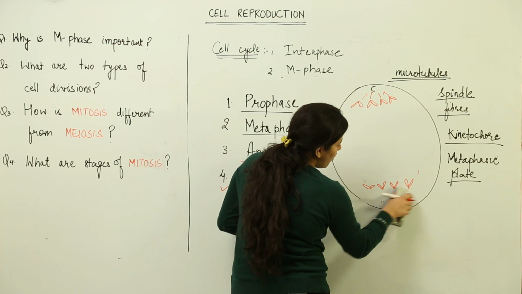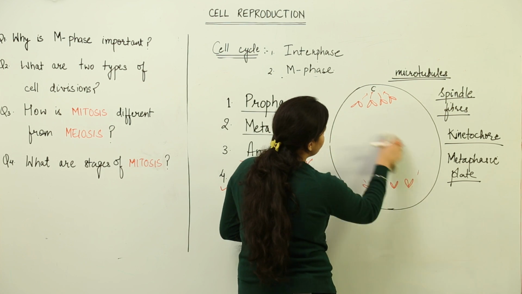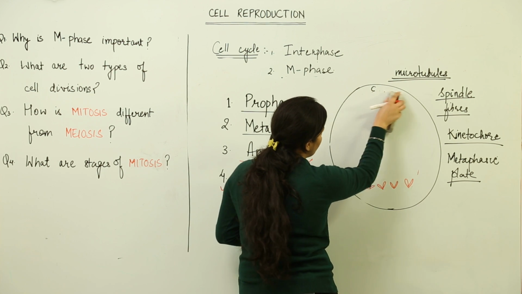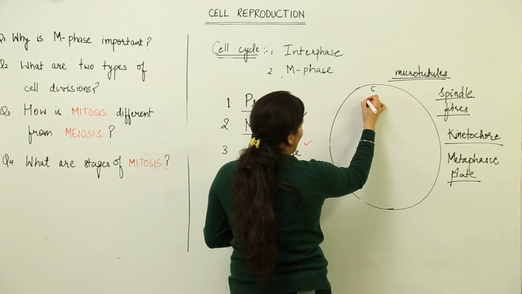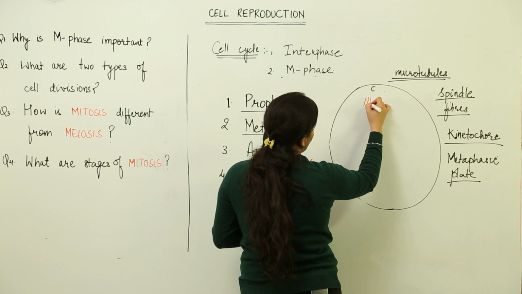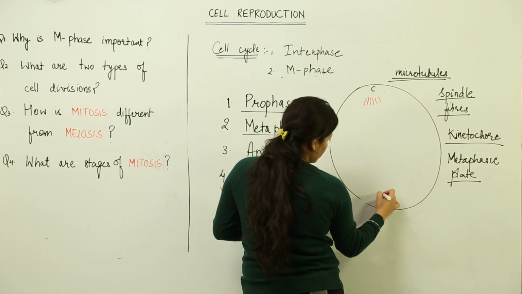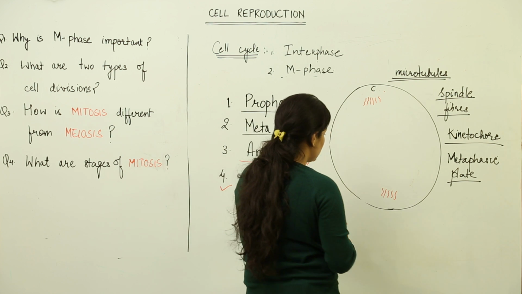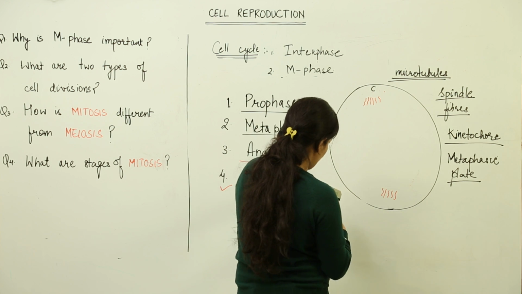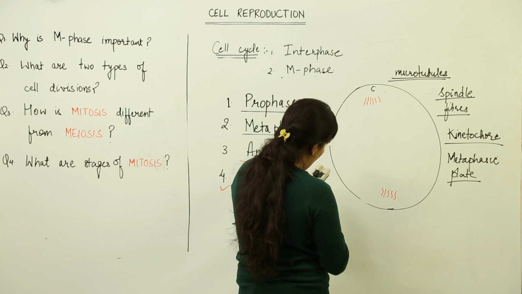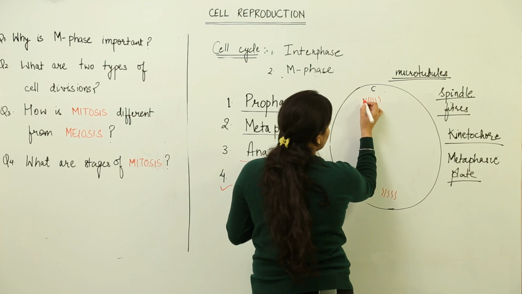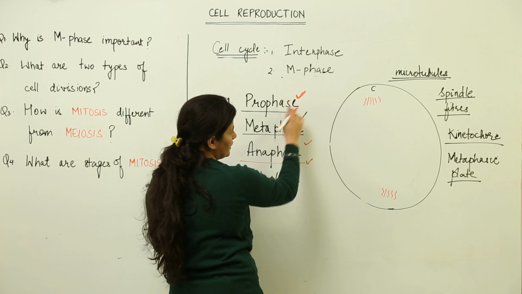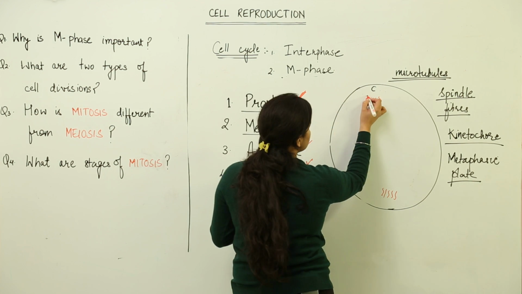What happens in telophase is that these sister chromatids would come together and they would again somehow decondense themselves. They were condensed in chromosomal form. They would decondense themselves, and all those things which were degenerated or which disappeared during the prophase, they would start coming back.